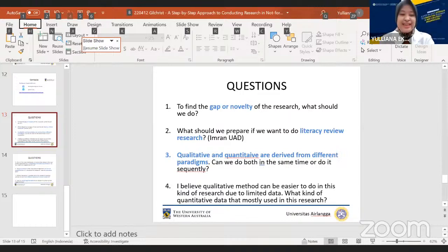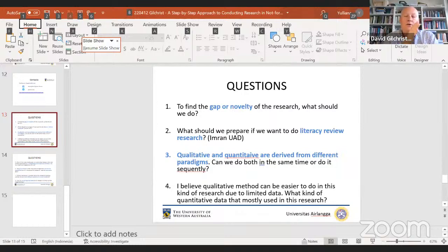Okay, thank you. And then the question number three, qualitative and quantitative are derived from different paradigms. Can we do both at the same time or do it sequentially? In my view, you've got to do it sequentially. So qualitative, then quant, or quant, then qualitative. As I said, we bookend, so we have qualitative, quant, then qualitative. You can't do the two at the same time, though. Well, there's limitations to being able to do the two at the same time. There are ways to do it, but I think there's a limit to how much a researcher can collect data and then think through whether they're looking at qualitative or quantitative data and how they're responding to that data too. I think it's much easier to break everything down and to do it sequentially.